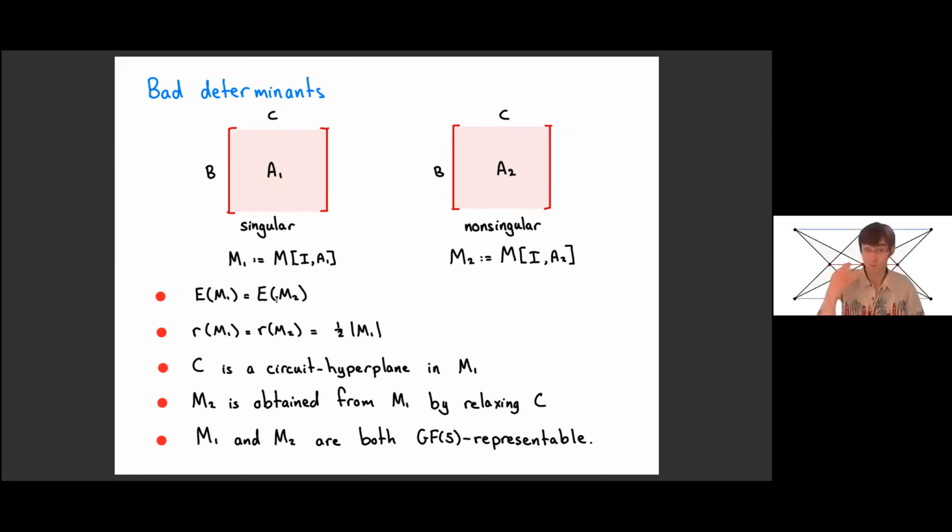So if I'm trying to solve the bad determinant question over GF5, I need to understand pairs of GF5 representable matroids with this property. Two matroids are related by a circuit hyperplane relaxation, and you're in the case that the rank is half the number of elements. Okay.